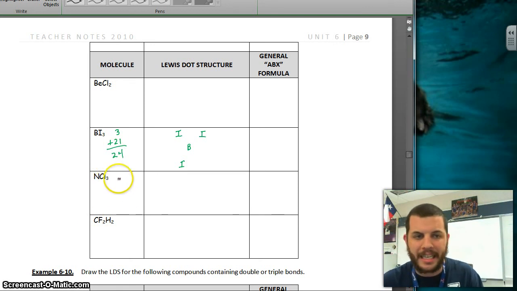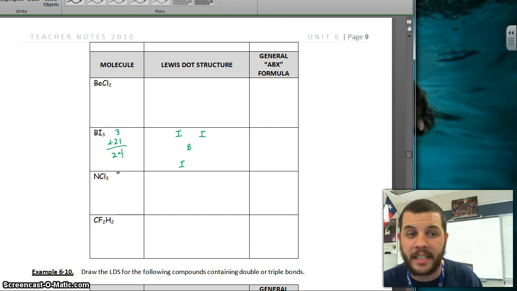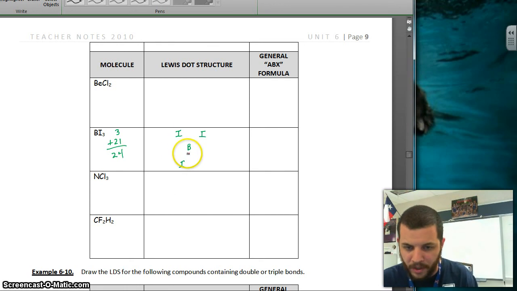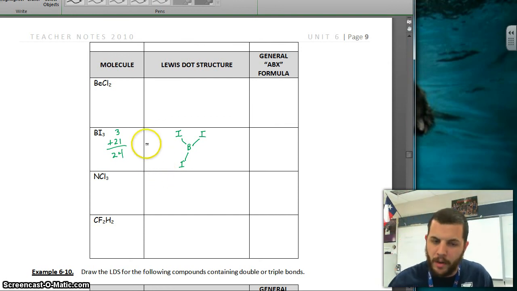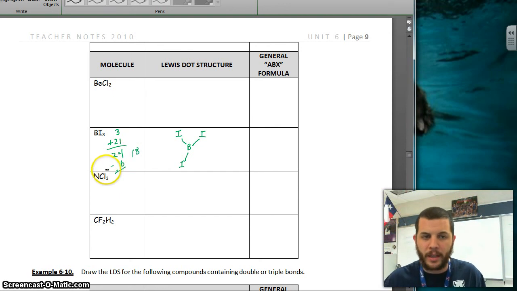So now what do I do? I need to satisfy my central. Boron is an exception. Boron only wants 6 electrons. So I know that he's going to share with all these, so I'm going to go ahead and make bonds. So I'm giving boron 1, 2, 3, 4, 5, 6 valence electrons. Is boron happy with 6? Yes, he is. So now we can move on. So now let's see what we did. I have 6 valence electrons that I just used, meaning I've got 18 left. What do I do with the 18 left?